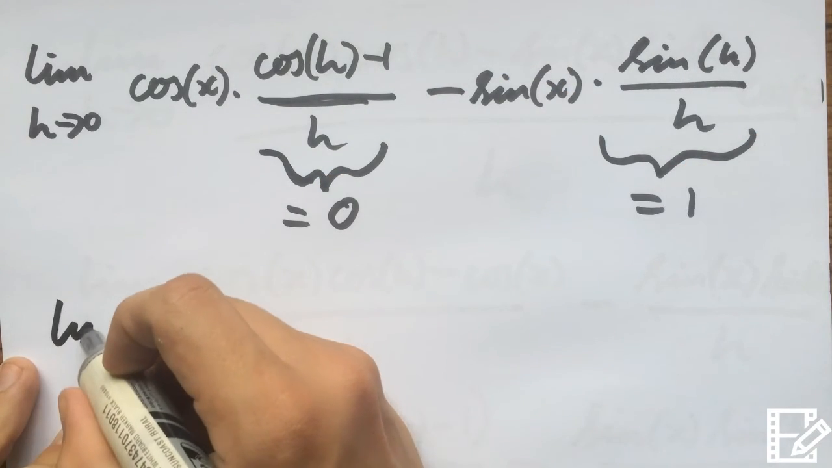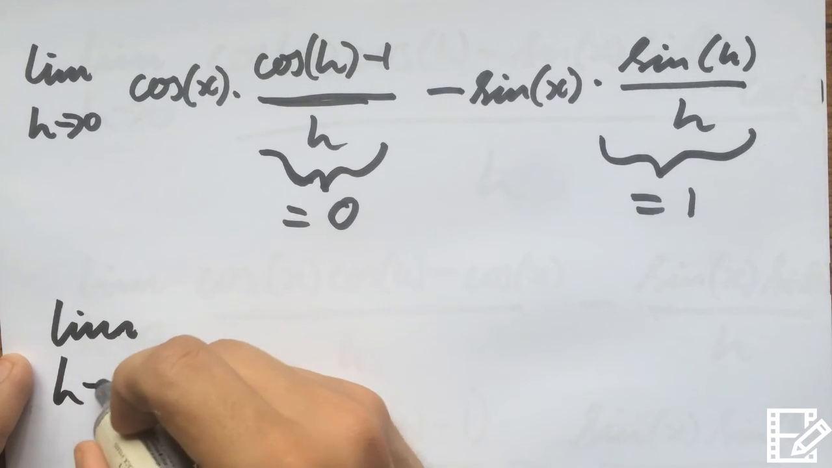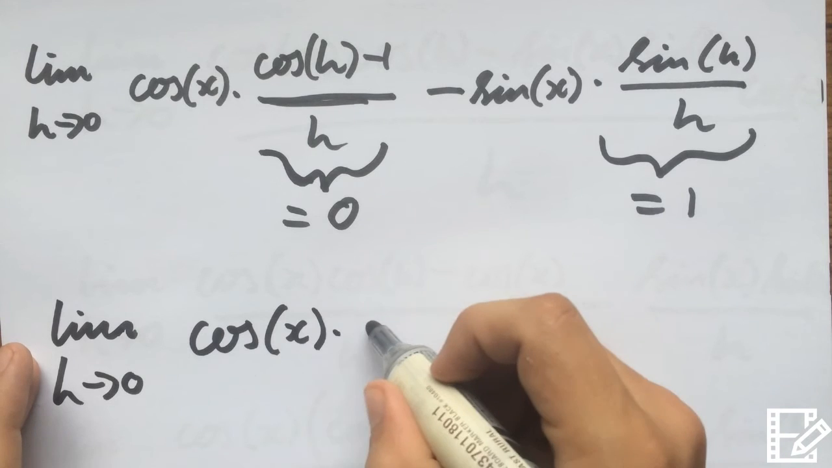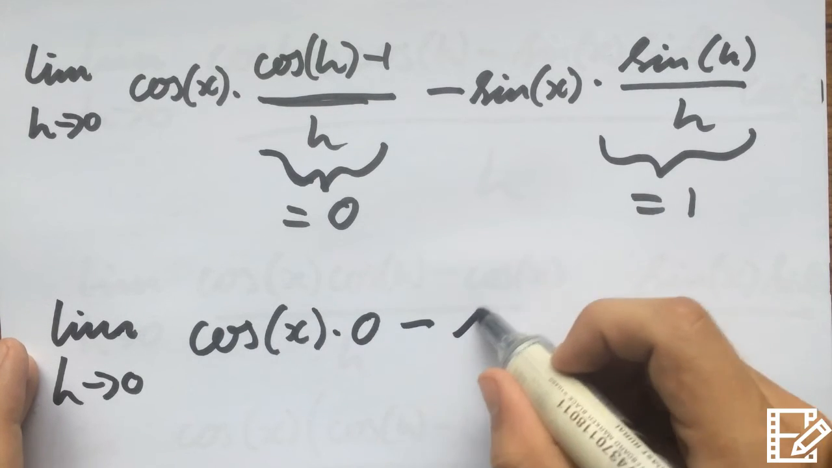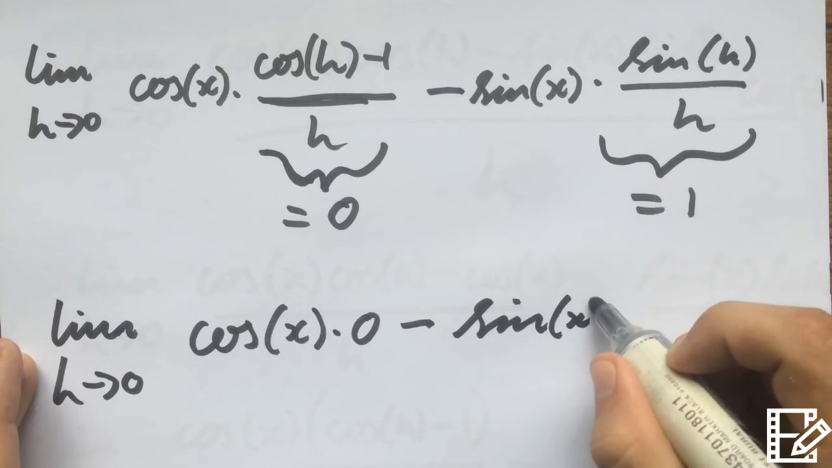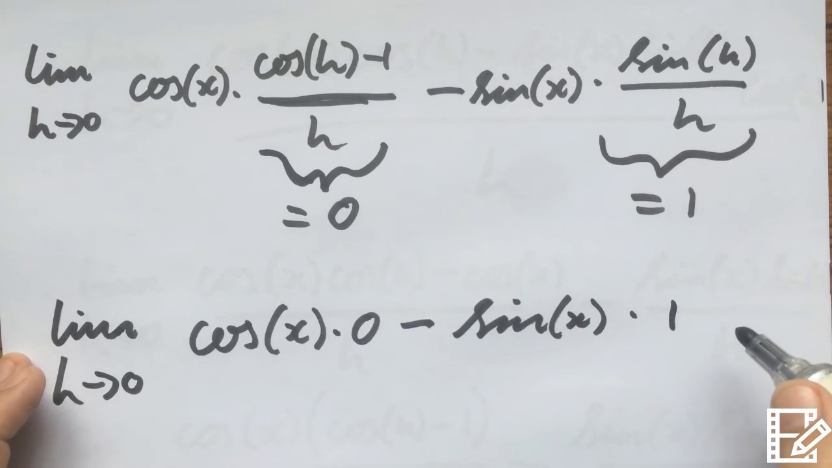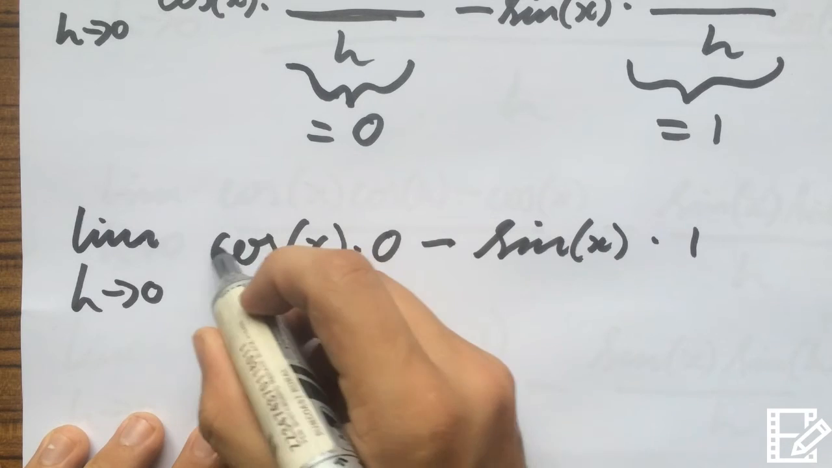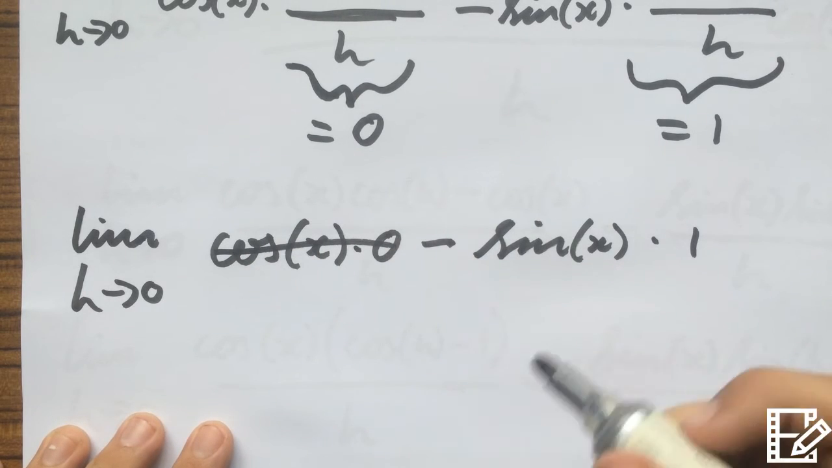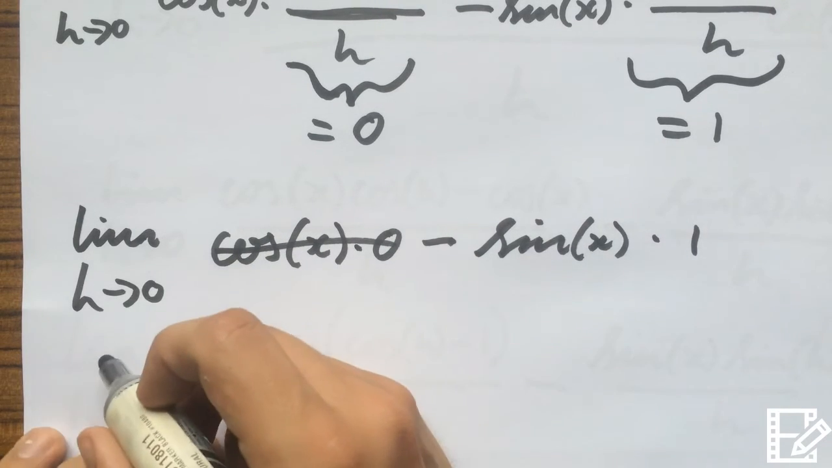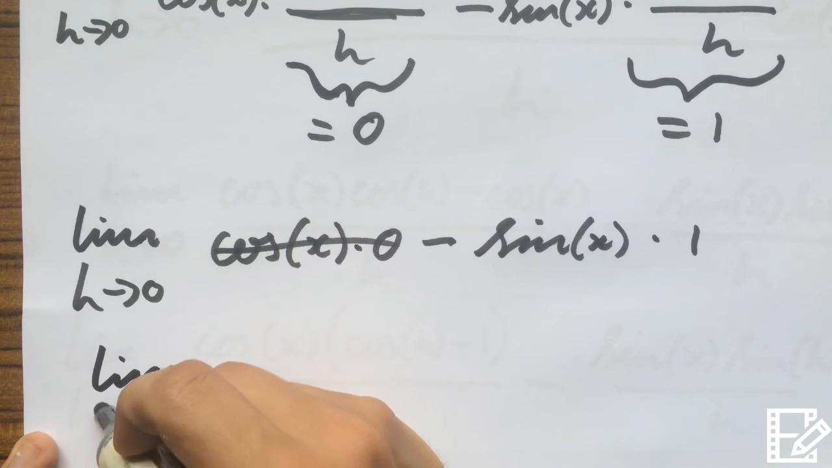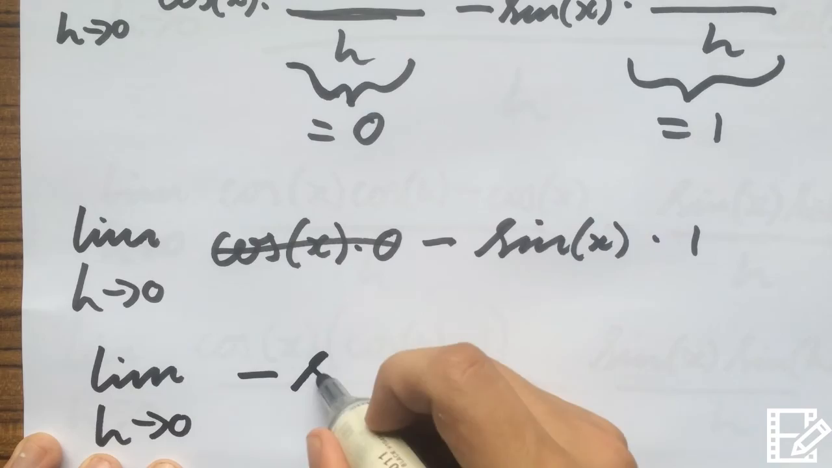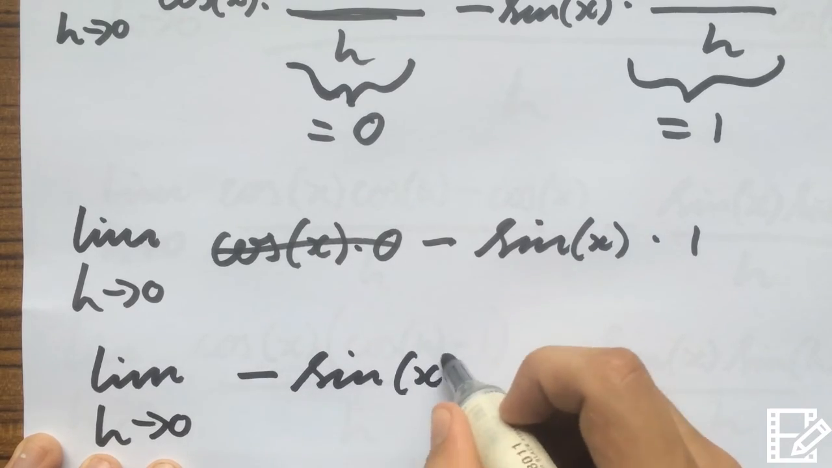So what we're left with is the limit as h approaches 0 of cos x multiplied by 0, minus sin x multiplied by 1. Now what does this mean? Anything multiplied by 0 is cancelled, and anything multiplied by 1 is just what it is. So the limit as h approaches 0 is negative sin x.